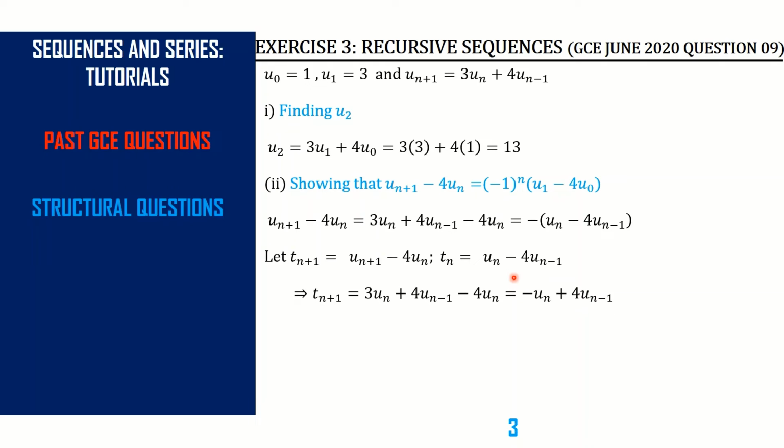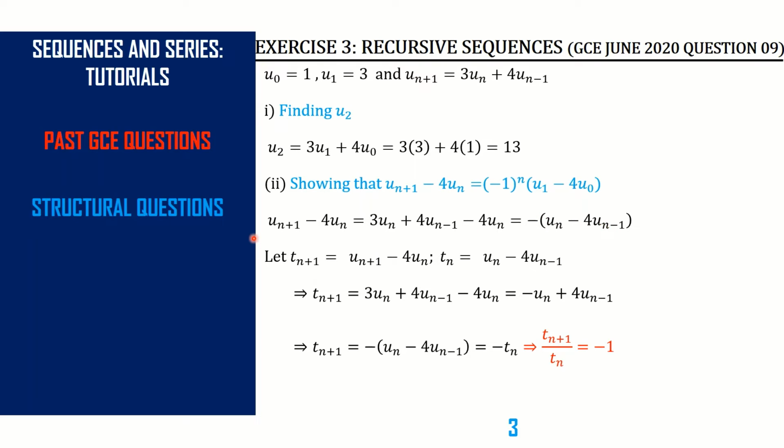So if I take the ratio between T(n+1) and Tn, our T(n+1) is equal to 3un plus 4u(n-1), then minus 4un, because our u(n+1) is equal to 3un plus 4u(n-1). So replacing u(n+1), since this is the expression of T(n+1), we are going to finally get negative 1 times (un minus 4u(n-1)). Alright, so from there we get our T(n+1) to be equal to -(un minus 4u(n-1)).